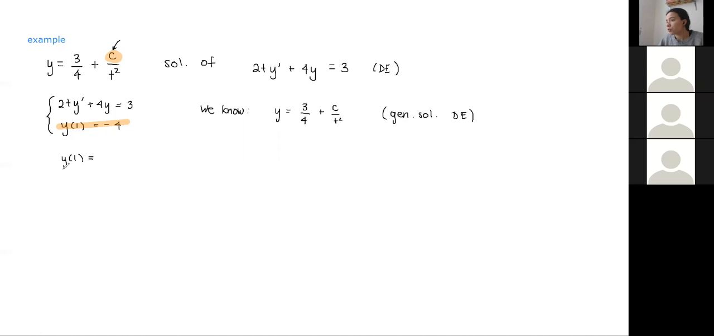Now, when t is equal to 1, I can plug this value of 1 into the function that I have. So I'm going to get 3/4 plus c over 1 squared, which is just equal to 1. That means y of 1 is going to be equal to 3/4 plus c. Does everybody understand that? Can I see a show of hands for those of you who understand this?